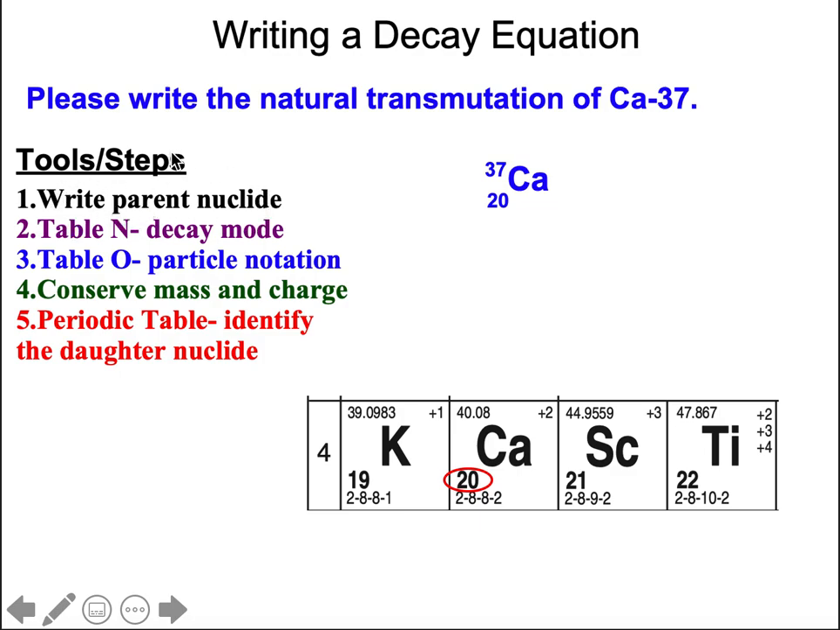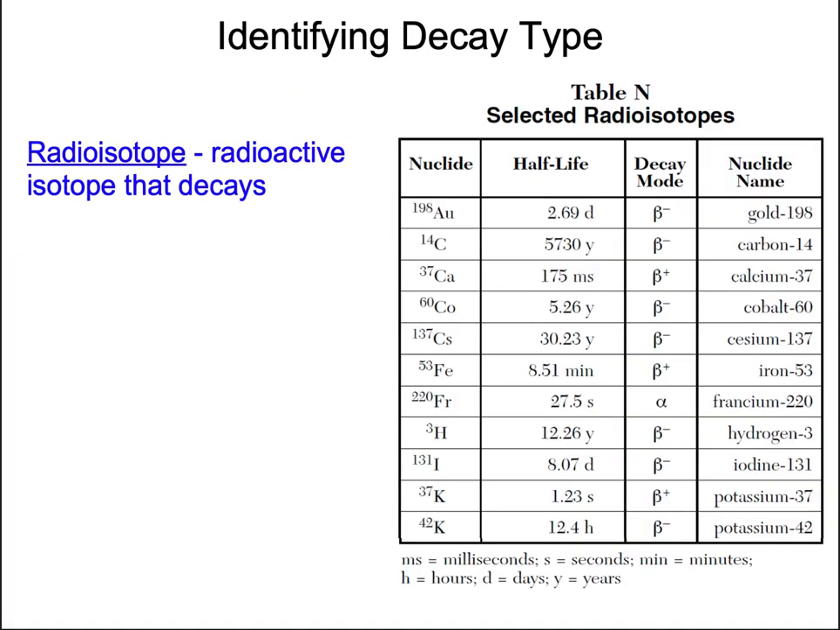Step 1 is done. Now we need to go on to step 2, which is find out how calcium-37 breaks down. So if we go to table N, we have to find calcium-37. I'll give you guys a second to find it. It shouldn't be too hard. It is the third one down. So we can see that the decay mode of calcium-37 is this B positive. So we just went to table N, saw that calcium-37, the nuclide, breaks down by B positive.